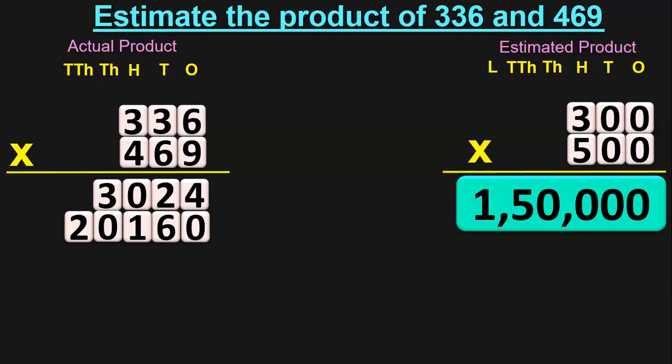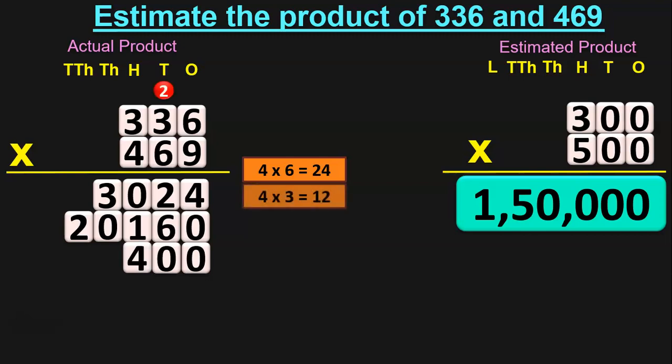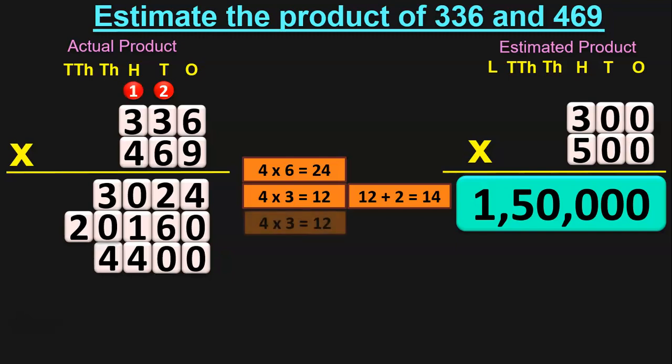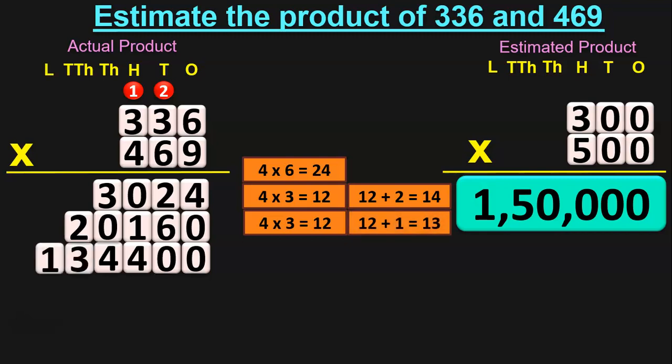Next, we are going to multiply 336 by 400 because 4 is there in the hundreds place. Now add a 0 in the ones place, another 0 in the tens place, and begin multiplication by 4. 4 into 6 is 24. 4 carry over 2. 4 into 3 is 12. 12 plus 2 is 14. 4 carry over 1. 4 into 3 is 12. 12 plus 1 is 13. 3 and 1 will move to the lakhs place.